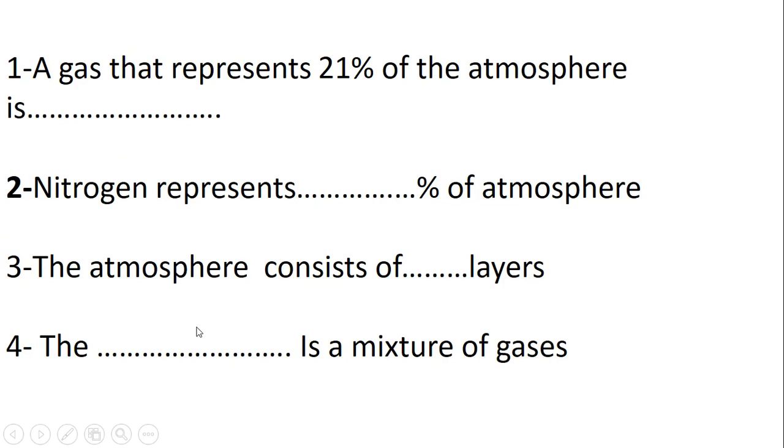Now we have some questions. What is the gas that represents 21% of the atmosphere? It is the oxygen. Excellent. Number 2, how much of the atmosphere does the nitrogen represent? Do you remember? 78. Super. 78% of the atmosphere is nitrogen.